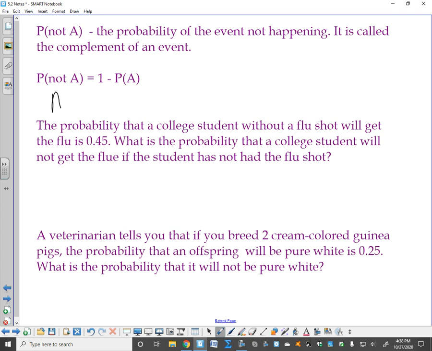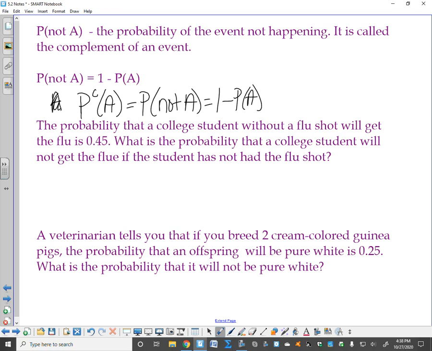You will also see this, probability, complement, probability, looks like C is an exponent. It's just this notation. Probability C of A means the complement of A. That means the probability of not A, which means 1 minus the probability of A.